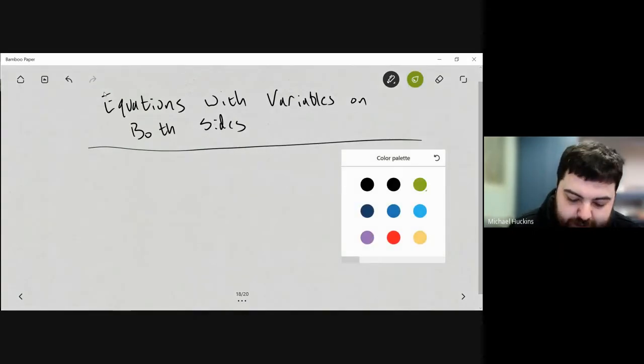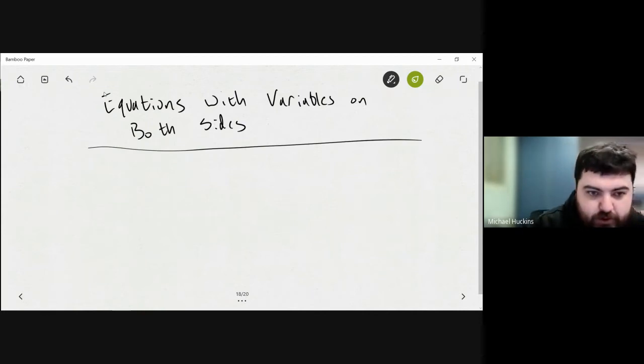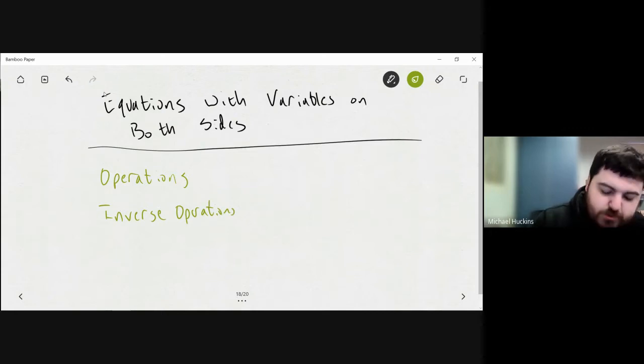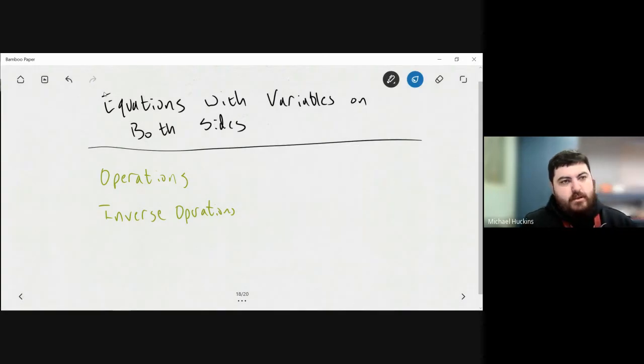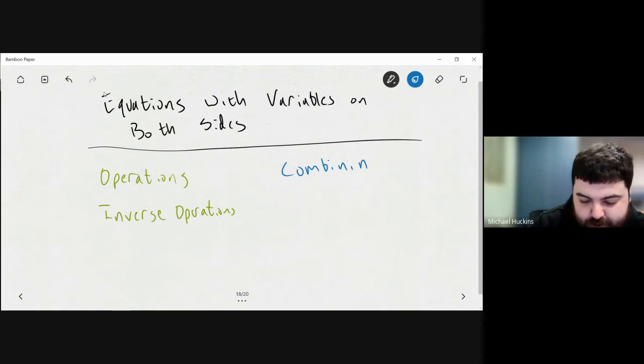So a common theme in this is going to be our previous knowledge on each of our algebraic operations and their respective inverses. So we'll need to know our operations, and we'll need to know our inverse operations. This was true from when we saw one-step equations, but we'll also need a bit of new knowledge or application of older knowledge, and that's going to be on combining like terms. This is going to be the biggest theme in this section here.